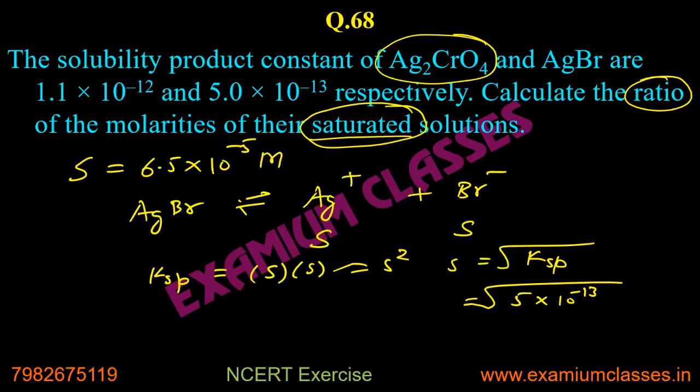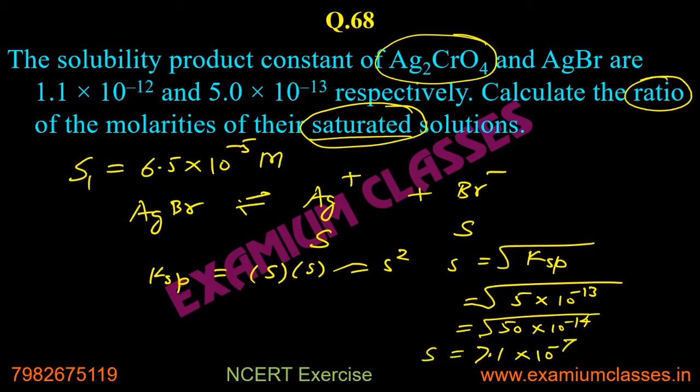Yes, 5 into 10 power minus 13, or you can say 50 into 10 to the power minus 12 in that case. Then you need to have the square root of 50. You can write it 50 into 10 to the power minus 14, not correct, because we are moving towards right. So 49 square root is 7, 50 will be around 7 point something. So say 7.1 into 10 to the power minus 7.